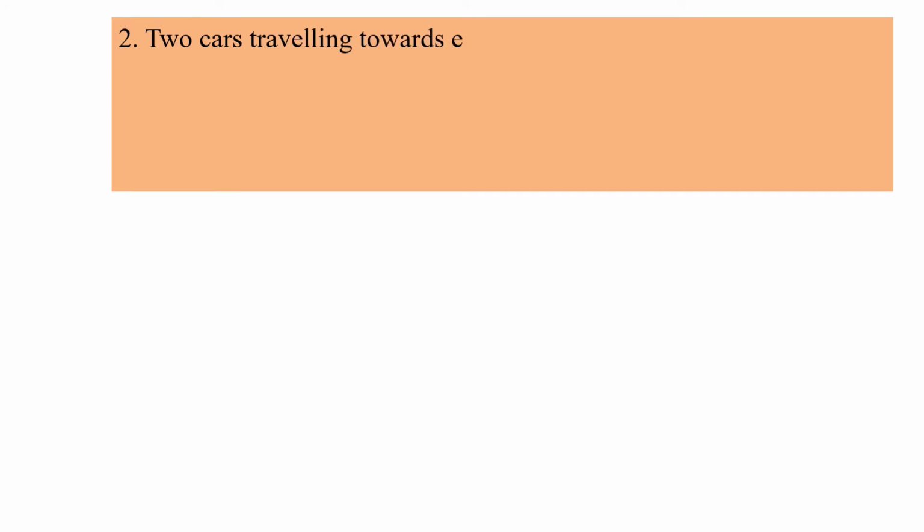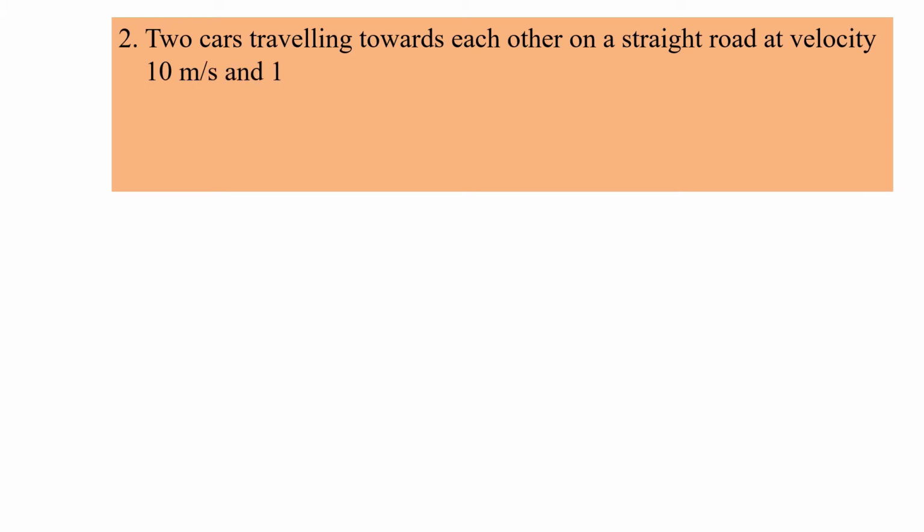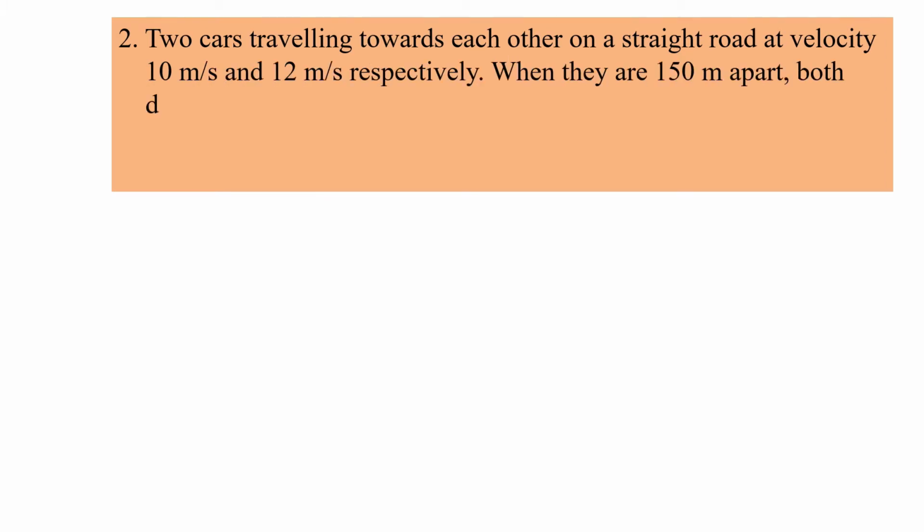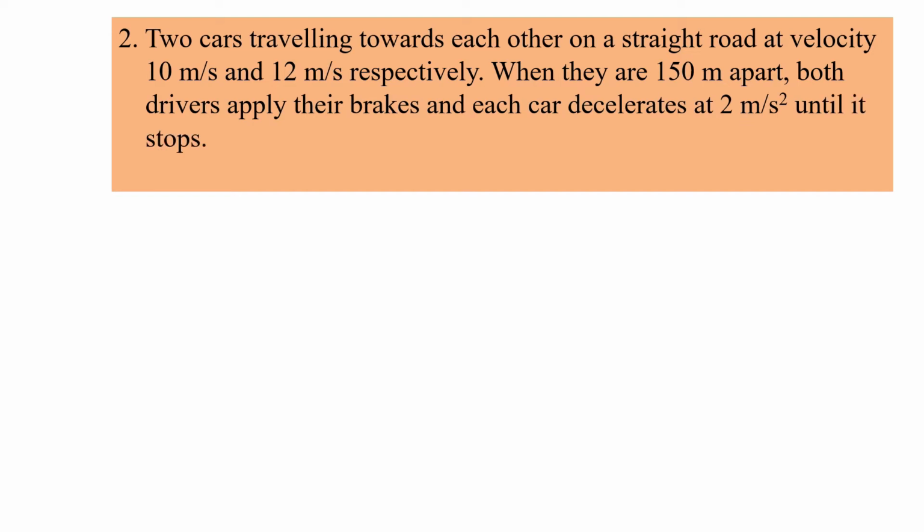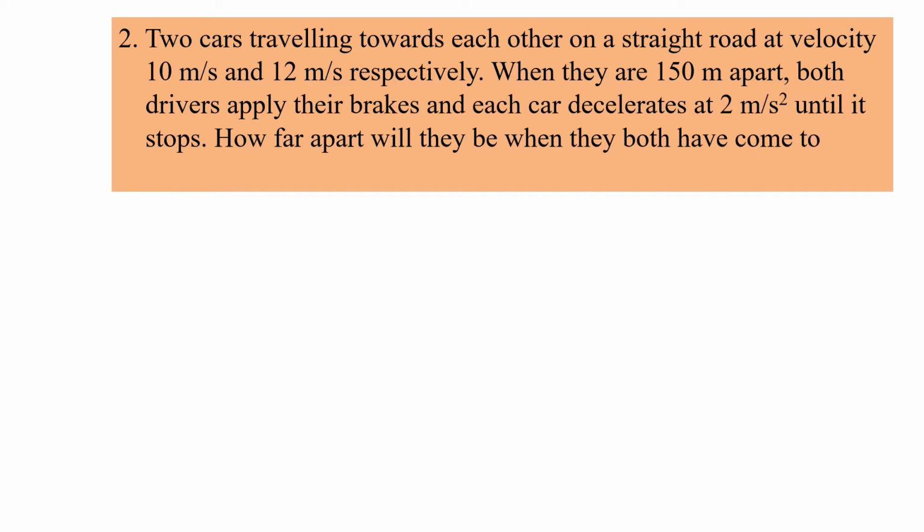Two cars traveling towards each other on a straight road at velocities 10 meters per second and 12 meters per second respectively. When they are 150 meters apart, both drivers apply their brakes and each car decelerates at 2 meters per second square until it stops. How far apart will they be when they both have come to stop? Let us go to the solution.